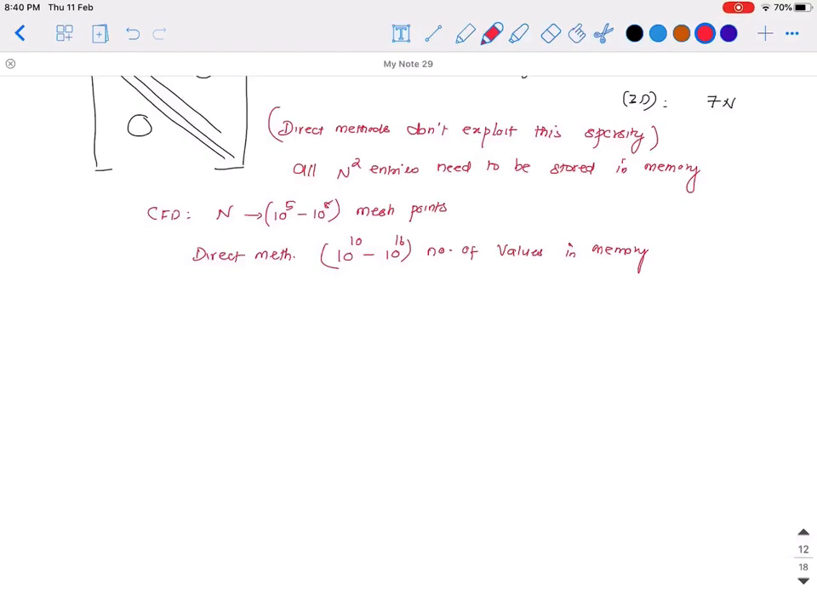Let us say one entry uses 8 bytes. This is the size of the double in C++. So one entry requires 8 bytes. This requires 8 into 10 to the power 7 gigabytes of RAM in your computer. So this is not feasible.